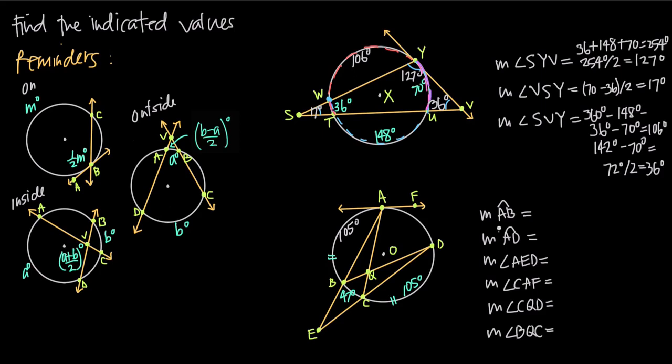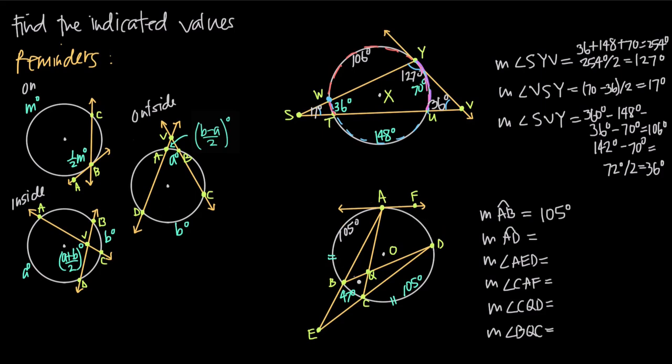I need to find several things. The first thing is the measure of arc AB. So if I come over here and I find the measure of arc AB, well, I already know that's 105 degrees because I was told that it was congruent to arc CD. So I can go ahead and say that this is 105 degrees. What about the measure of arc AD? Well, that's this arc right here, AD.